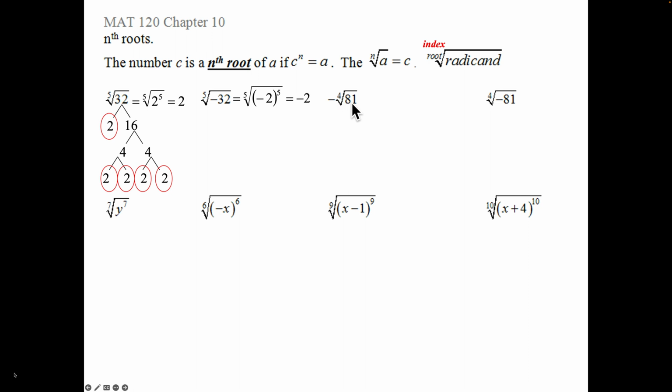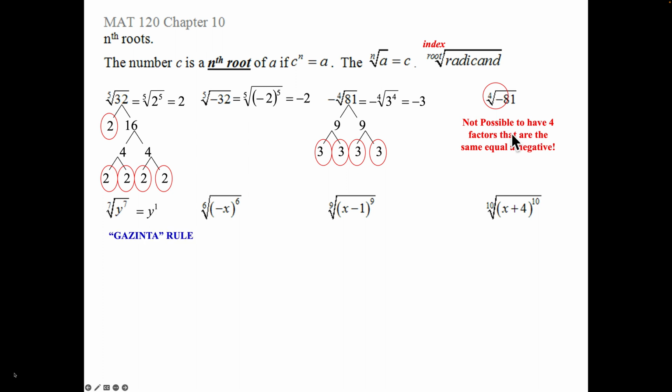The 4th root of 81, that's 9 times 9, and then we got 3, 3, 3, 3, 4 3's. The 4th root of 3 to the 4th is 3, multiplied by that negative, negative 3. The 4th root of a negative 81 cannot be done. You cannot have a negative inside of an even root. That is not possible. That's your undefined, or DNE, does not exist.